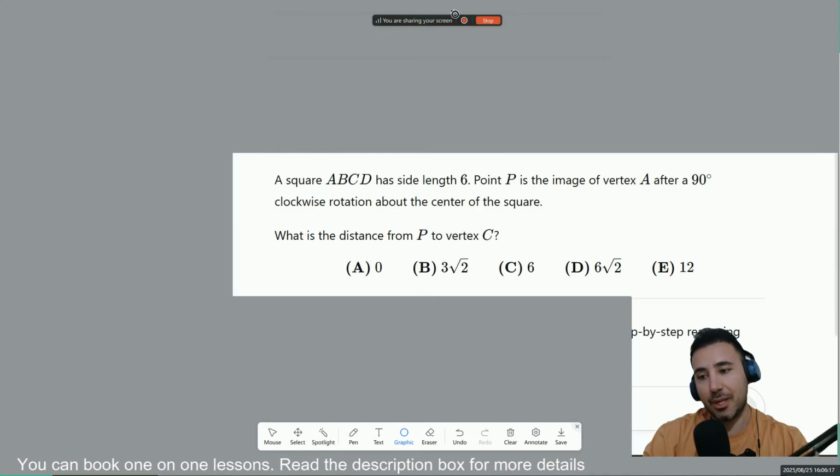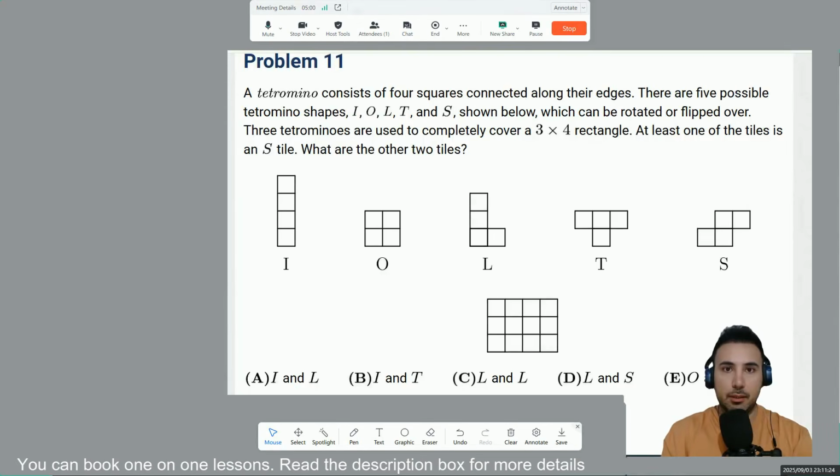Okay, so this extra problem is about rotation. Square ABCD has side length 6. Point P is the image of vertex A after a 90-degree clockwise rotation about the center of the square. What is the distance from P to vertex C? Let's see how you do this.